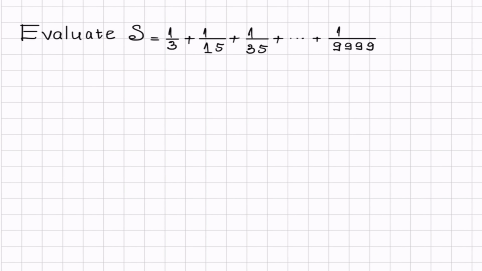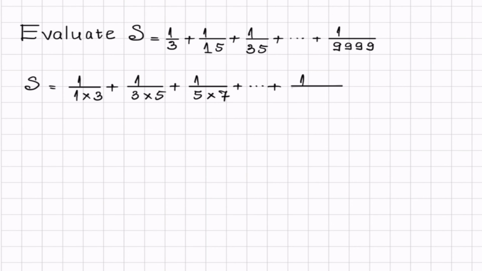So the trick is here: 1/(3 times 1), okay, and then 15 can be written as 1/(3 times 5), plus, and here 35 could be written as 5 times 7, and it keeps going like this. And then 9,999 could be written as 99 times 101.